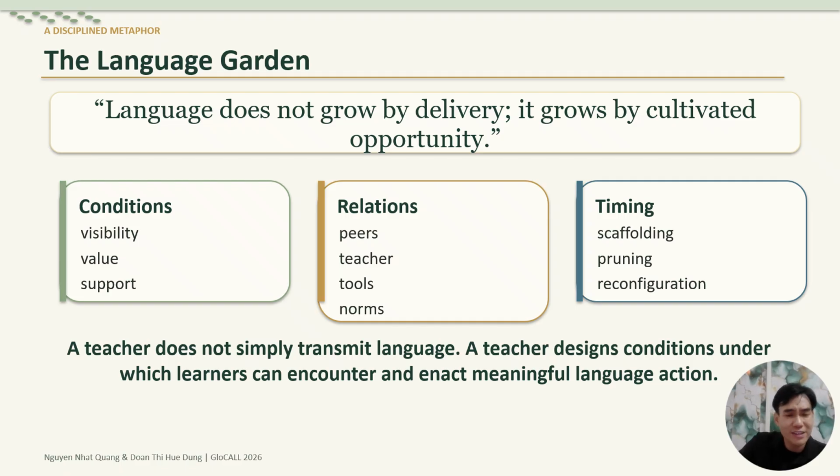So, the garden here is not passive, right? A good gardener is constantly diagnosing and adjusting. So the language garden is not just a soft metaphor, it is a disciplined ecological pedagogy. Language does not grow by comprehensible delivery only. It grows by cultivated opportunity that the learner can make use of.